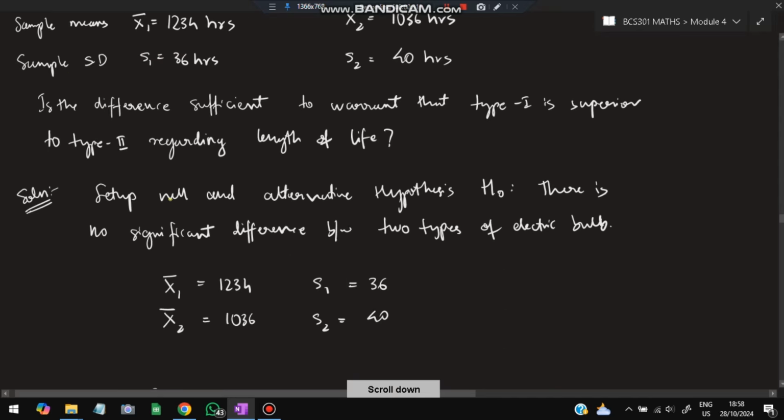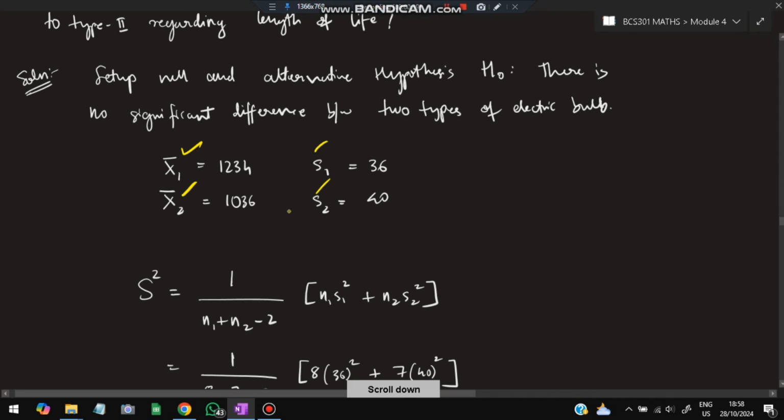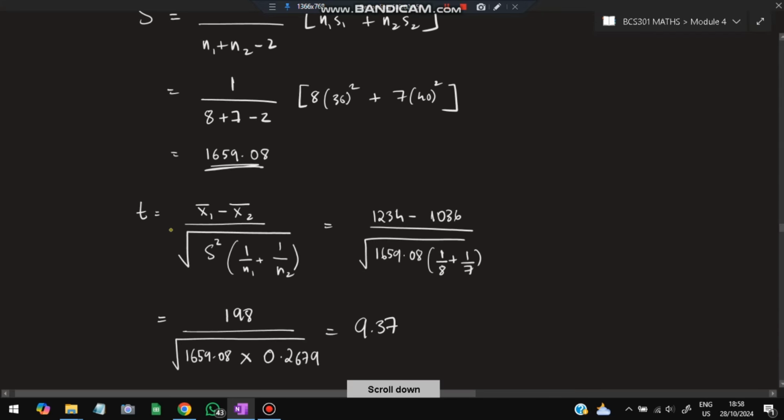What is the second formula? First, write the setup null hypothesis, which is there is no significant difference. Now X1 bar, X2 bar, S1, S2, substitute using this formula. After you find out the value of capital S and substitute the value of capital S here, we'll get an answer. That answer is the t value.